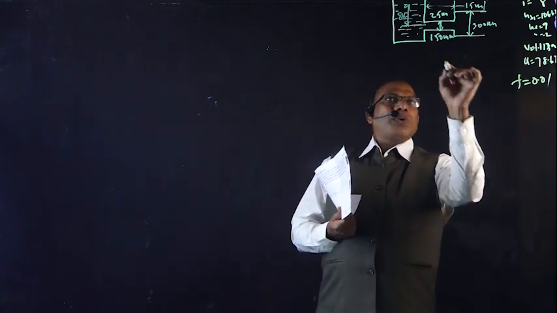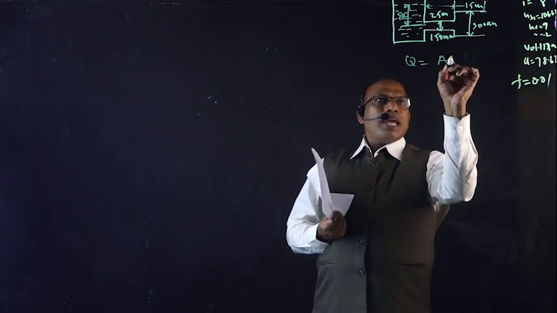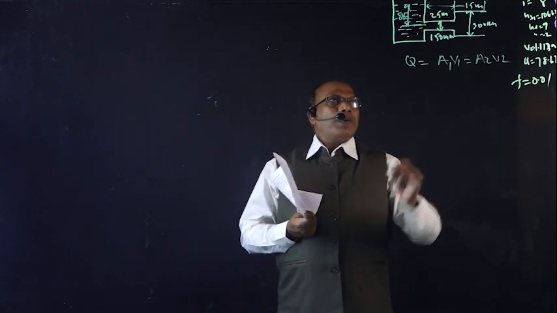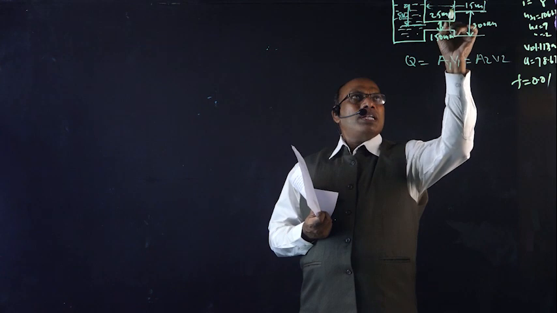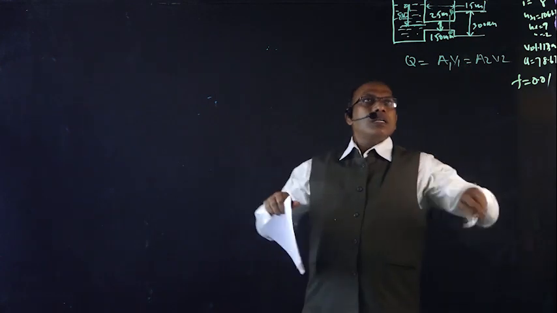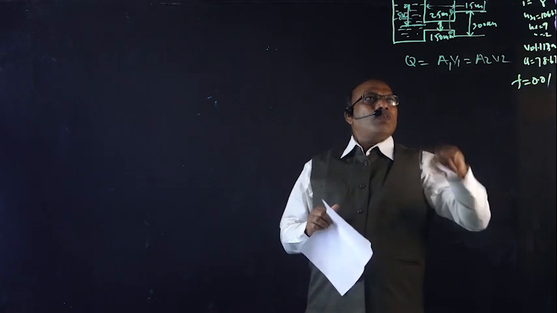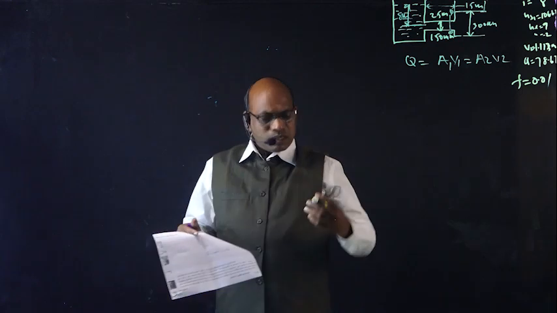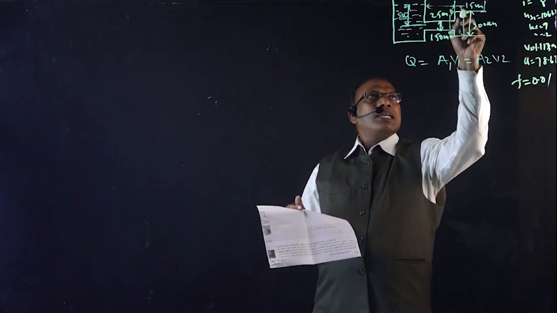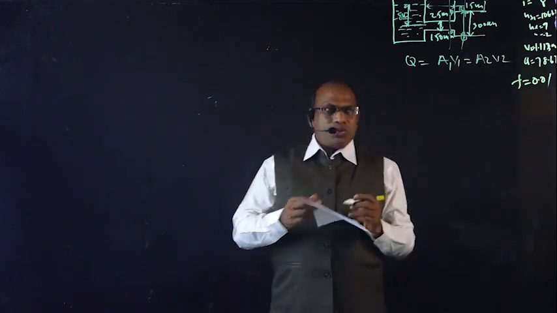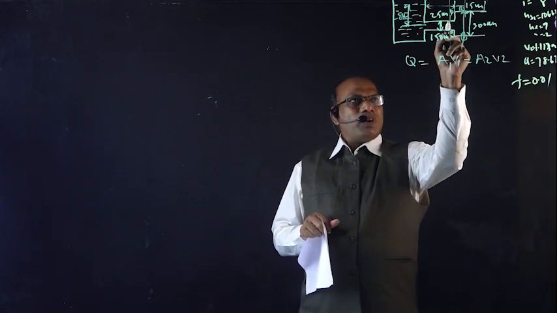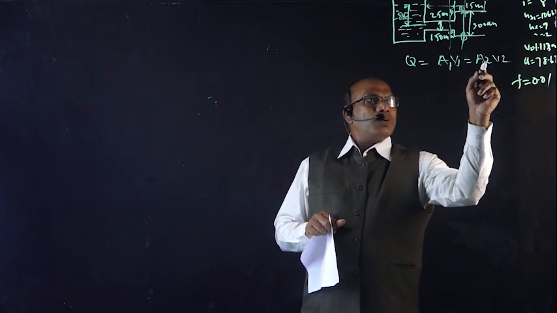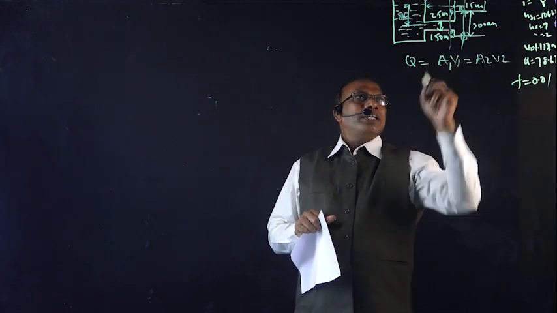For the determination of rate of flow, Q, the standard formula is Q equal to AV, or as per the continuity equation, A1V1 equal to A2V2. Suppose the 150 mm diameter is section 1-1, and the 300 mm diameter is section 2-2. This is section 1-1. This is section 2-2. Now we determine the discharge at section 1-1, area into velocity, or at section 2-2, area into velocity. That should be equal to Q. Q is equal to Q1 is equal to Q2, right? Because the pipes are connected in series.